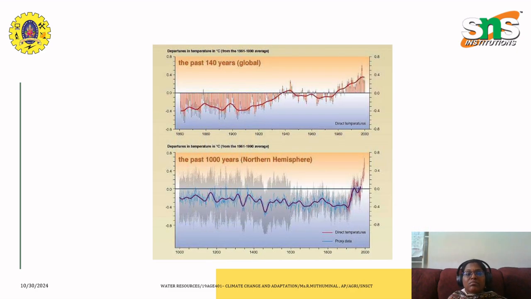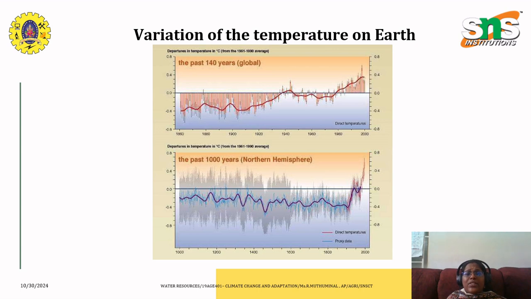This is the variation of the temperature on earth. Here, the departures in temperature in degrees Celsius have been shown for the past 140 years globally. As you can see here, the direct temperature reaches about 0.4. And from the 1961 to 1990 average, along the past 1000 years, in the northern hemisphere alone, it is about 0.6. The difference between direct temperature and proxy data has been given in red and blue color, as you can see here.